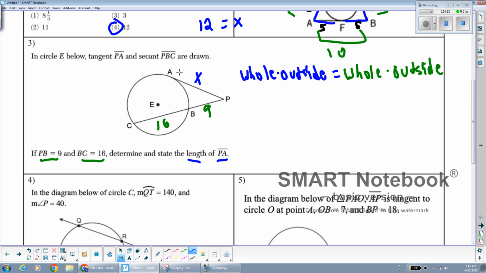The whole tangent is x, it's what we're looking for. And the outside part is also x, because the whole tangent is completely outside the circle. The whole secant is 16 plus 9, which is 25. And the outside part is 9. So we have x squared is equal to 25 times 9.